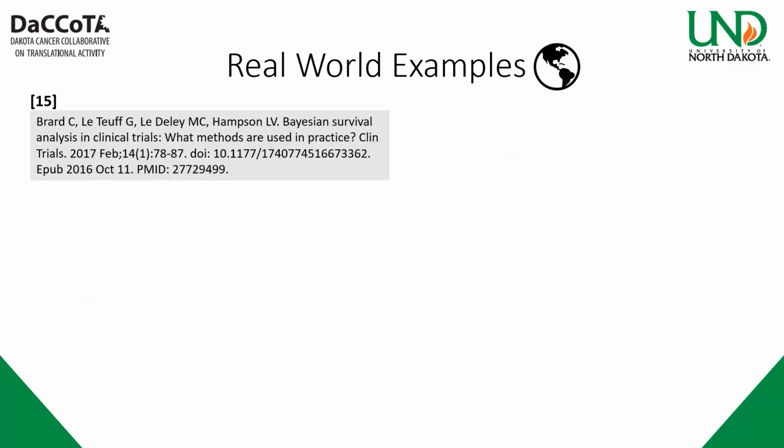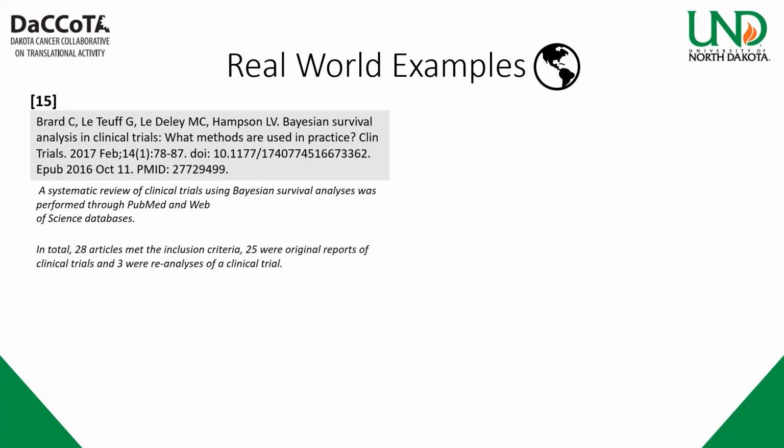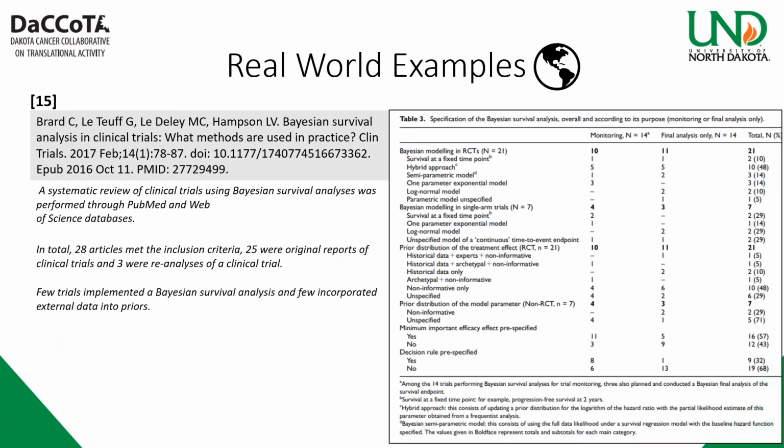Okay, now let's take a look at some more real-world examples. This is a paper on Bayesian survival analysis in clinical trials. This is a systematic review of trials through PubMed. They looked at 28 articles. There are all sorts of trials and different Bayesian setups, specifically based in survival analysis. It looks like few had external data in priors.